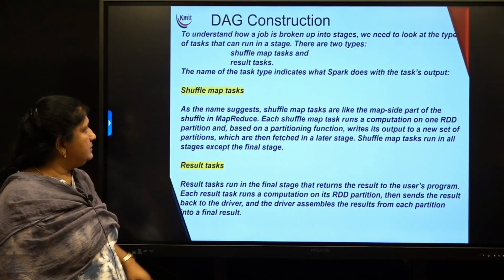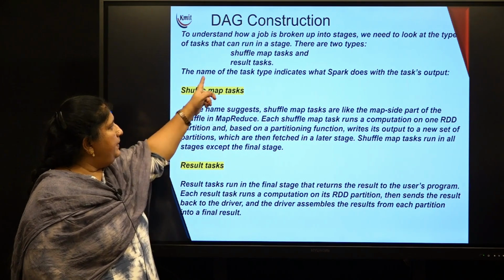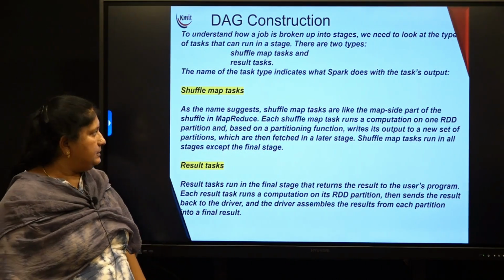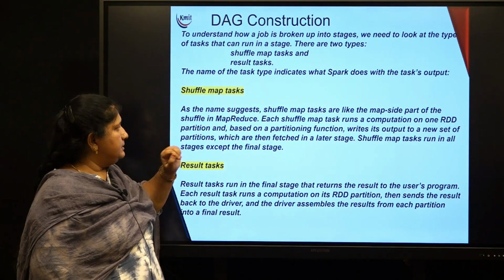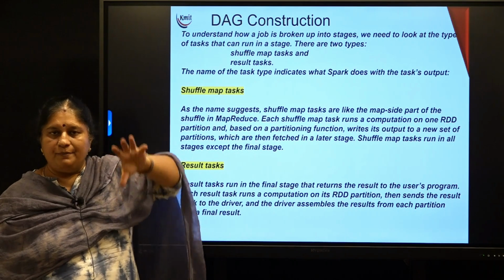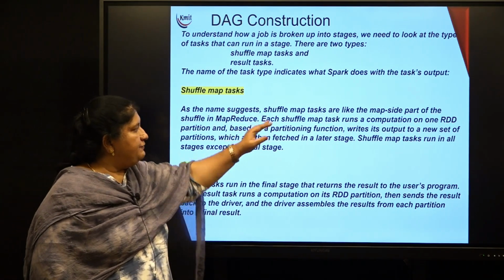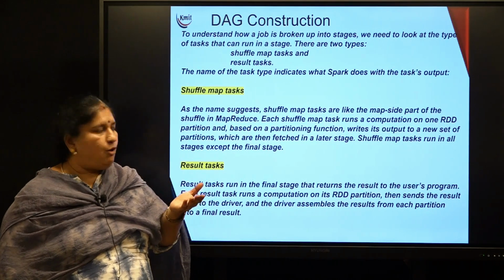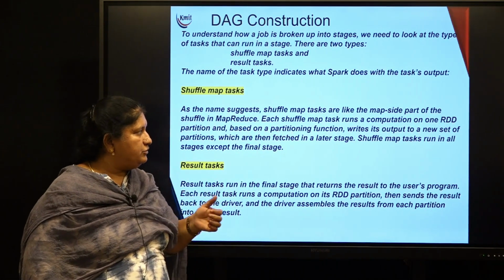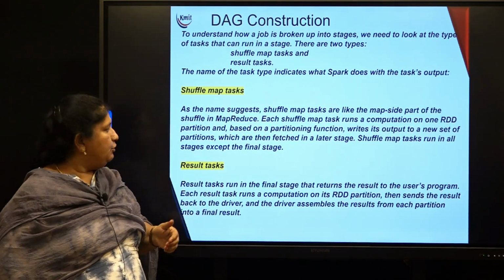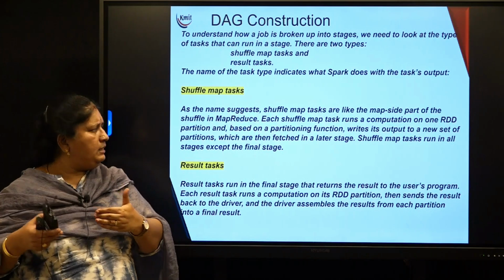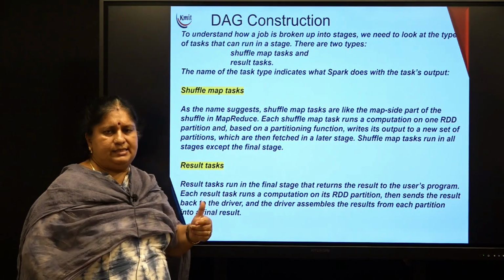What are shuffle map tasks? These names have come depending on the type of task and what type of output is getting generated by the task. Shuffle map tasks are like map side work of a MapReduce program, and each shuffle map task runs a computation on the RDD partition, and based on the partition function, whatever partition we are trying to work, it tries to write its output onto a new set of partitions, and all these individual results can be taken in order to submit it to the final stage, right?